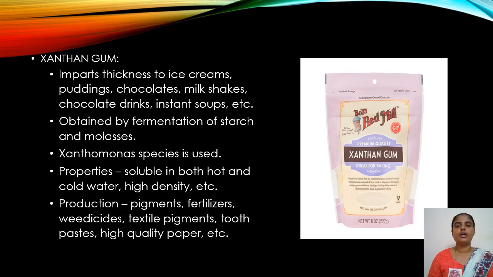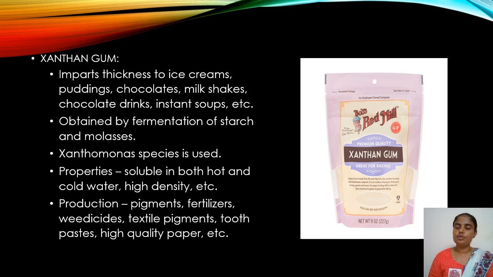The next product we are going to see is xanthan gum. Where is it derived from? This gum is obtained by fermentation of starch and molasses with the help of Xanthomonas species, hence the name xanthan gum. Now, where is it used? This gum imparts thickness to ice creams, puddings, milkshakes, instant soups, etc. It is useful due to properties like its solubility in both hot and cold water, its high density, etc.